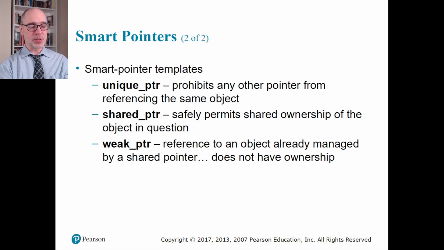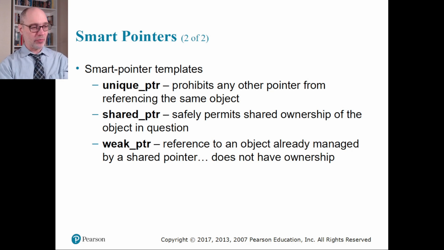Number 1, there's unique pointer, which prohibits any other pointer from referencing the same object. You get one pointer, you cannot make an alias. So that's one way of solving the problem. If you use a unique pointer, it just prohibits the whole alias problem, and then you don't have dangling pointers that way, at least. So that's kind of a wrecking ball approach to the issue. And in certain circumstances, that's all you need. It's very simple. But there are situations where you do need more than one pointer.